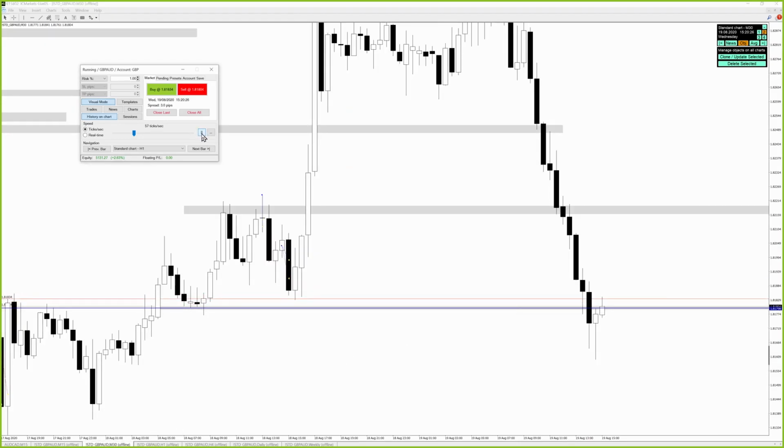What do you think about alarms in the chart? I've never used alarms in the chart, so I don't know how well they work.